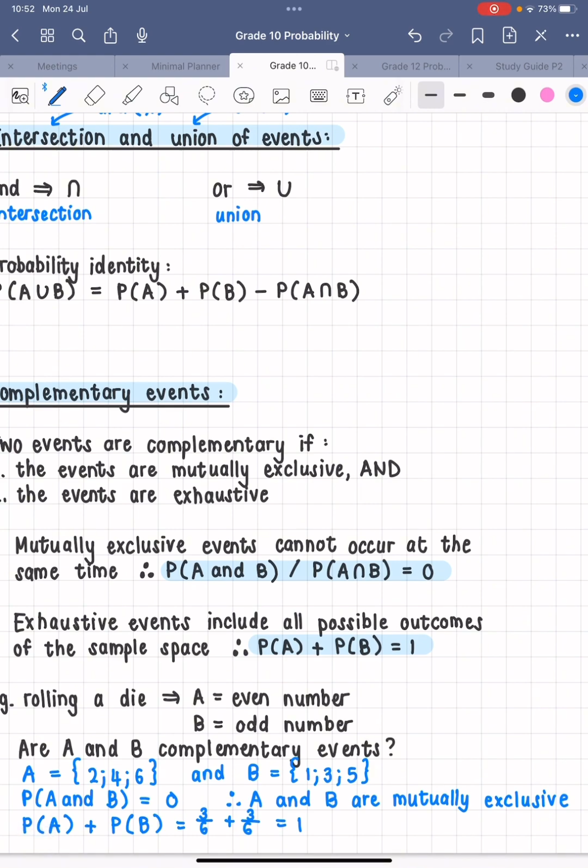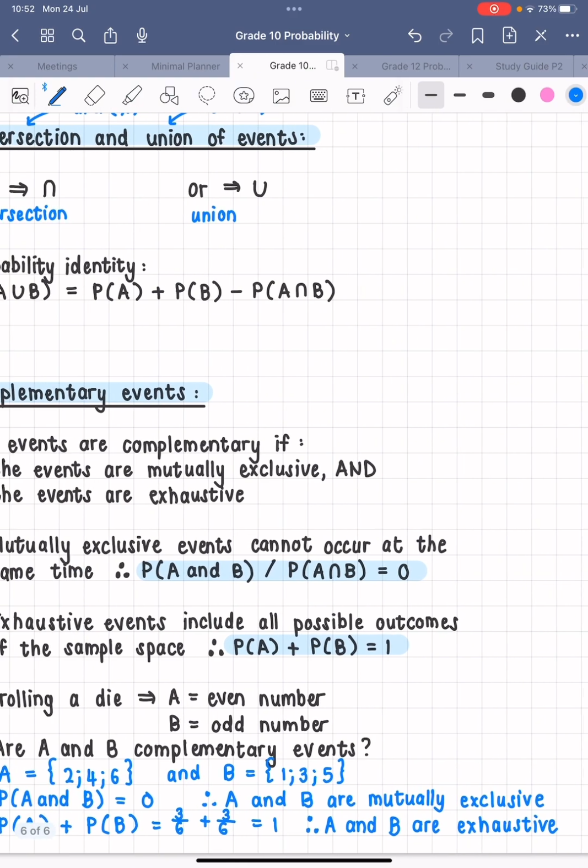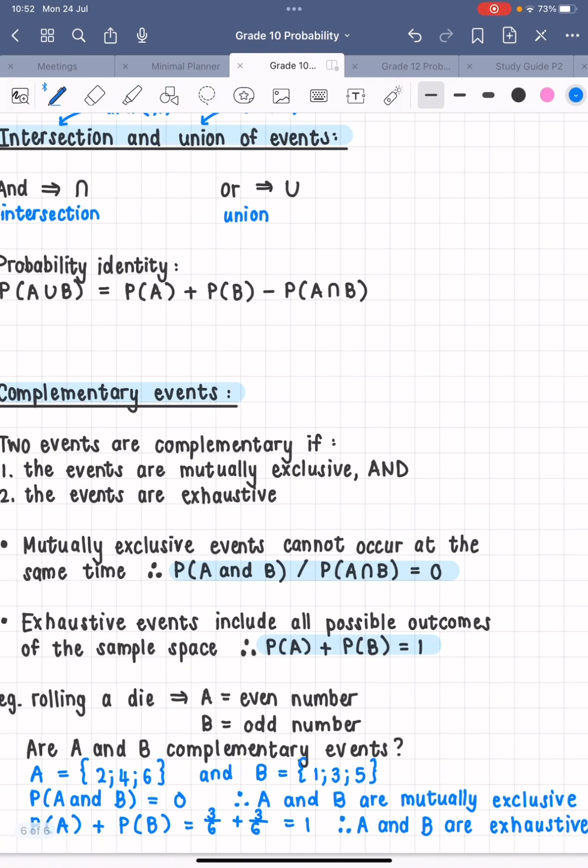All right, guys, so if it's equal to 1, we're going to say, therefore, A and B are, what did we prove now? Exhaustive. Okay, I've run out of space. I'm going to move my stuff up. Now, final line. Therefore, A and B are complementary. Guys, if one of these two things were not true, you would say, therefore, A and B are not complementary. Okay, so say for the probability of A and B, you got like 0.5. Then they can't be complementary. So then you would say, therefore, not complementary.